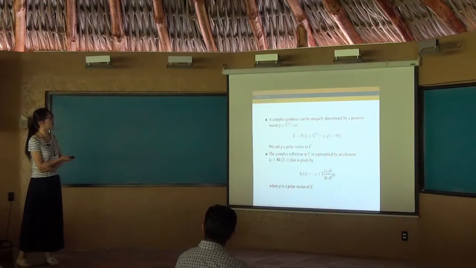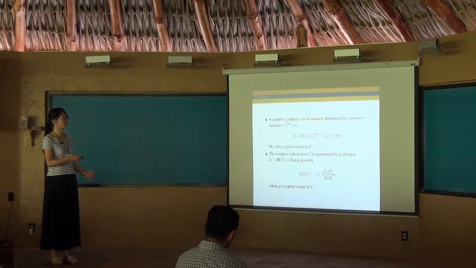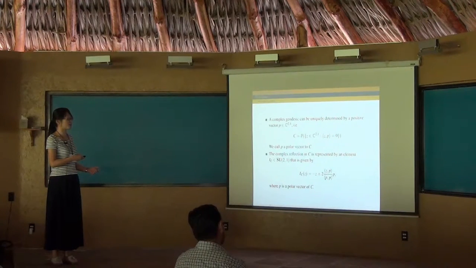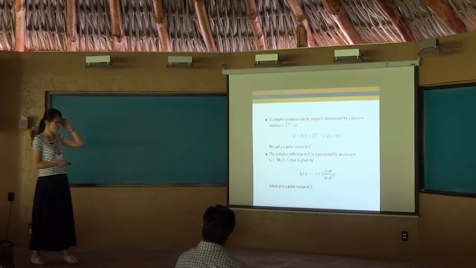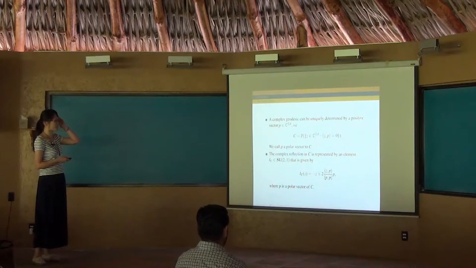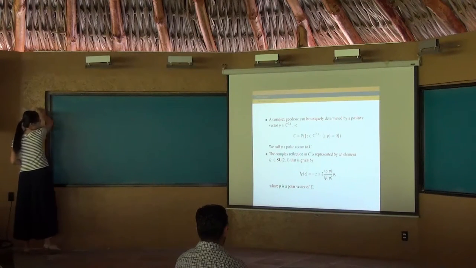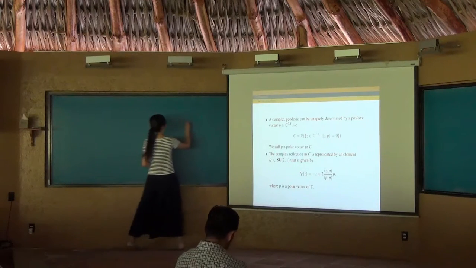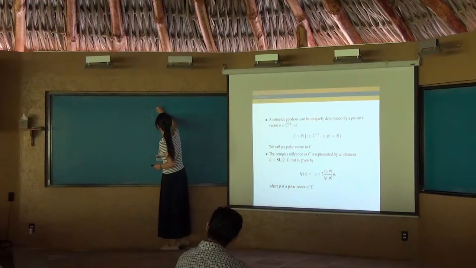About the complex geodesic, it can be uniquely determined by a positive vector P of C^{2,1}. And it's just the projection of the set of points Z satisfying the Hermitian product of Z with the positive vector P to be 0. And P, we call it a polar vector. And then we introduce the complex reflection in this complex geodesic C. We just consider this complex line C and a complex positive vector P.